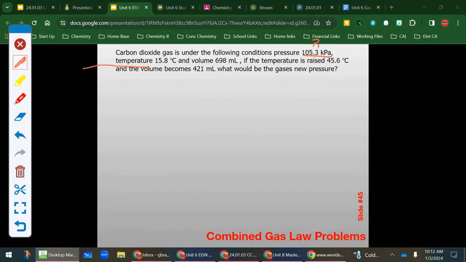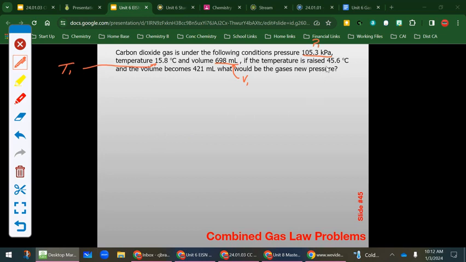15.8 degrees Celsius. What is that? T1, as a matter of fact, ladies and gentlemen. 698 milliliters. What's that, Maddie? V1. All those go together.